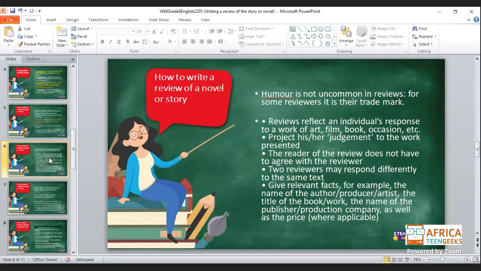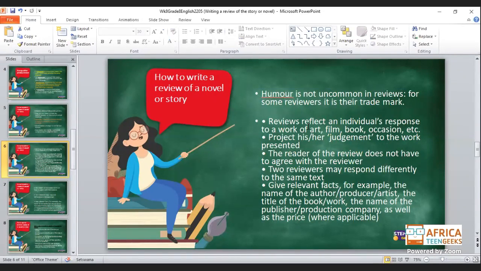Sometimes you may need to use some humor in your reviews. I don't know if you have been reading newspapers. There are several newspapers that almost every week will be reviewing a book, a novel, and you realize that there are some reviewers who are really funny. They have this sense of humor, and even in their reviews they will be using some very funny phrases.